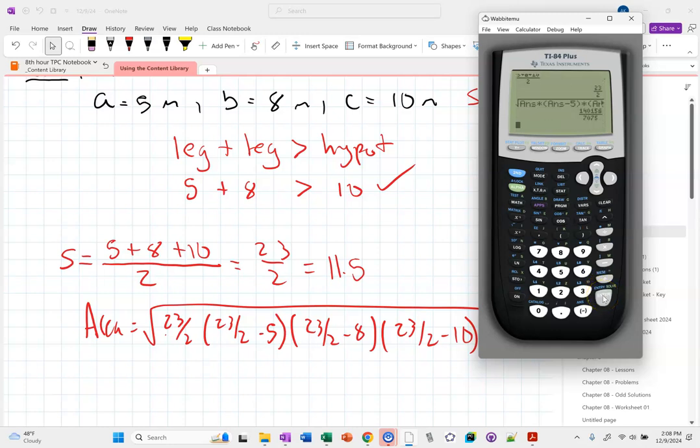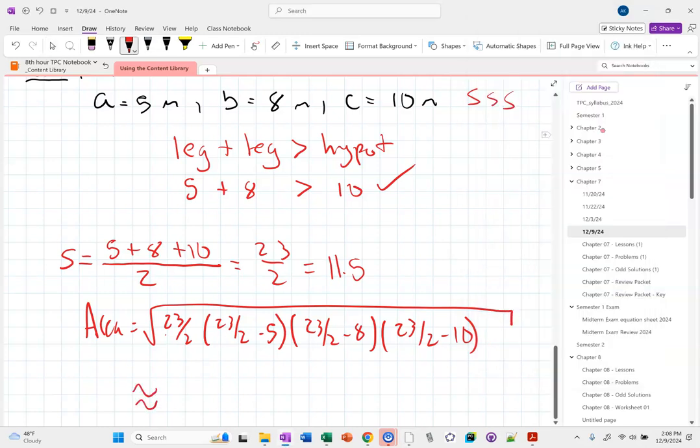And I get that. I don't want that stinky fraction, right? What do I want? Probably a decimal. So I'll do math, and then I'll pick the decimal option and just turn that number into a decimal. So that's about 19.81. What should the unit be on that? Meters squared. Meters squared. Very good.